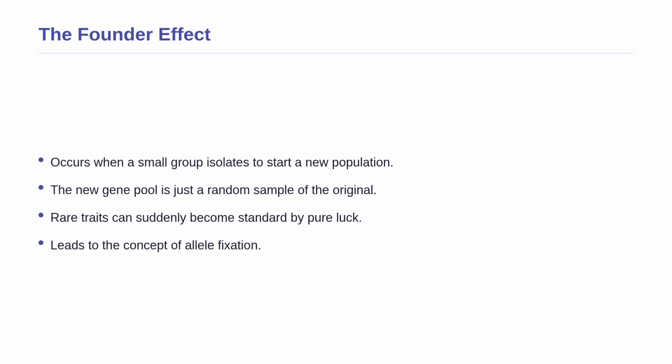In this scenario, rare traits can suddenly become the standard in the new isolated population, not because the trait is better, but simply because it got lucky in the genetic lottery. This extreme form of genetic drift often leads to what we call allele fixation, where one variant completely takes over.